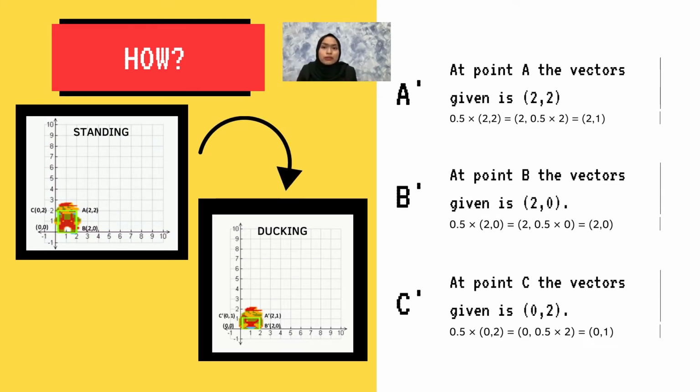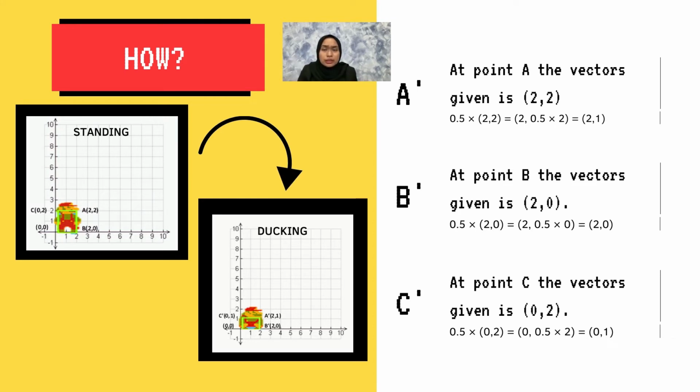So we multiply the vectors given with the scalar 0.5 to get a new vector which is at point A prime. So we get 2, 1 in the ducking position diagram. So the next one is at point B, the vectors given is 2, 0. So we multiply the vectors with the scalar 0.5 to get the new vector which is at point B prime. So we get 2, 0.